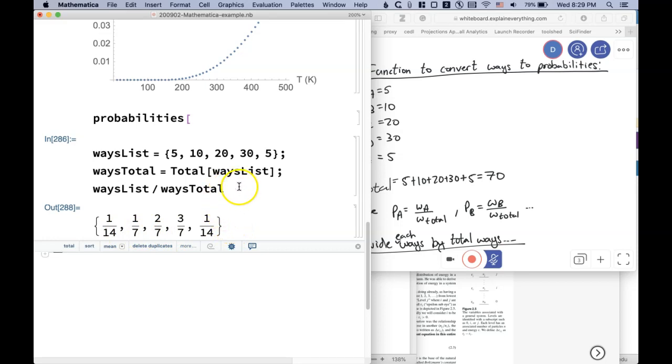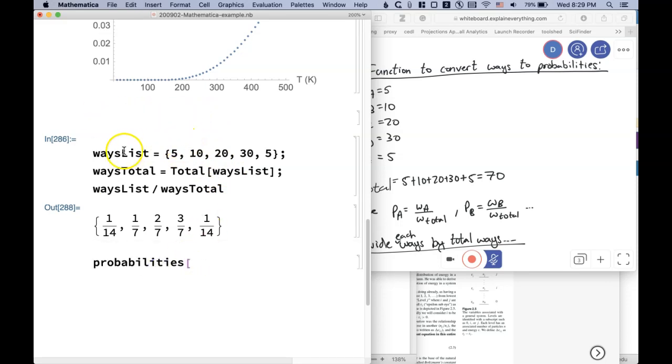Now to convert that to a function, I just want to package it up into this probabilities function. So probabilities, the input is the list of ways. So ways list underscore. And then the Module, then what goes in here is the sort of intermediate variable that I needed. So that's this, ways list was my input.